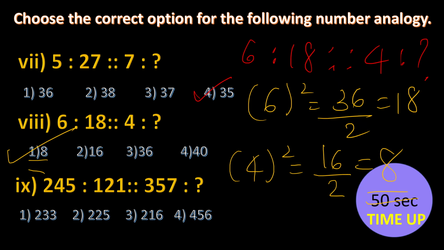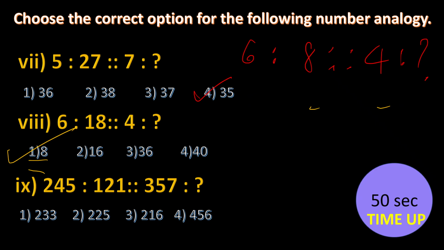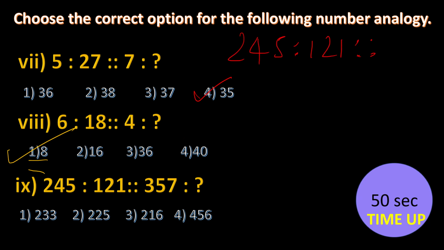Okay. Next one. 245 is to 121. 357 will give you what? This is the question asked. 245 is giving you 121. 357 is giving you what? What is the logic here, students? Please mark this as an important one. Please note down this as an important one.